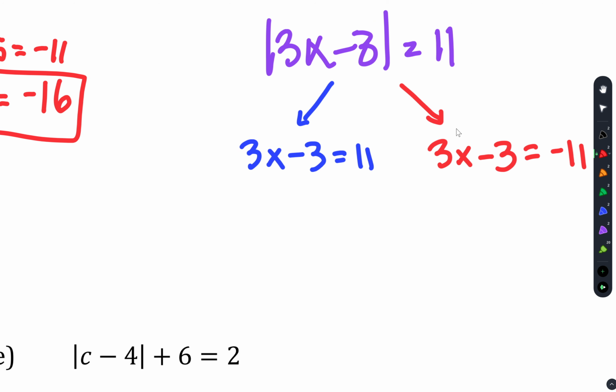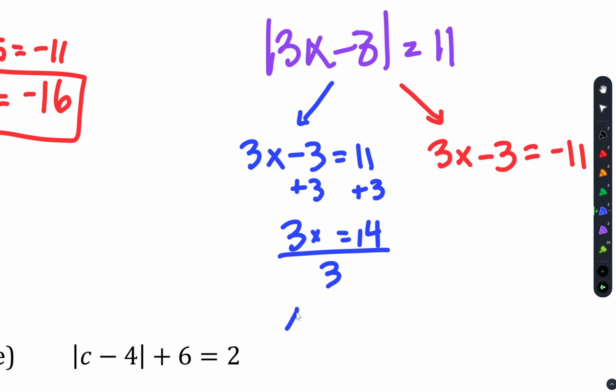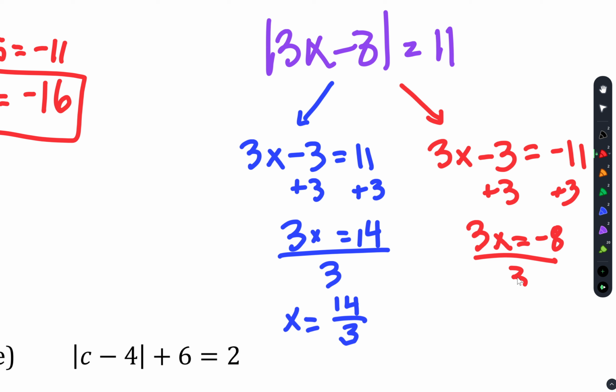Let's finish it off by solving. We're going to solve each equation separately. Add 3. So 3x equals 14, or x equals 14 over 3. Which doesn't come out very nicely, does it? And then on the other side, 3x equals negative 8, or x equals negative 8 thirds. Any questions on that?